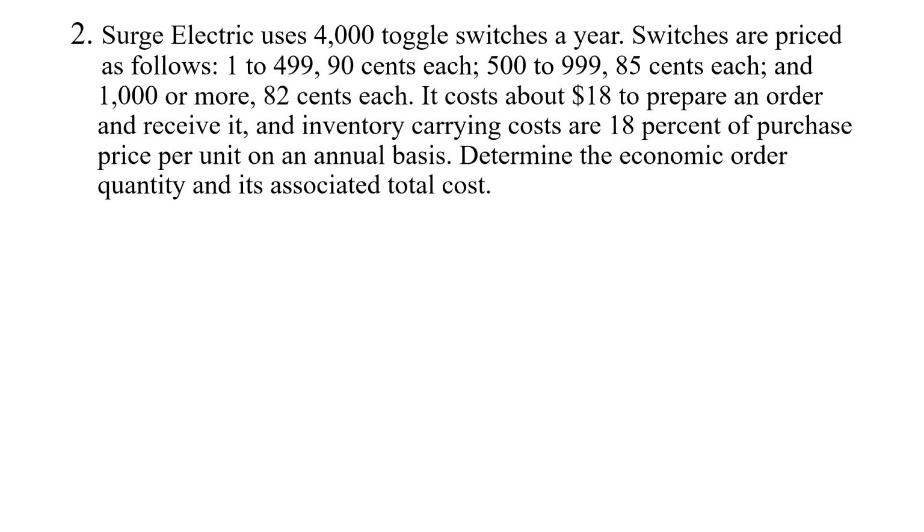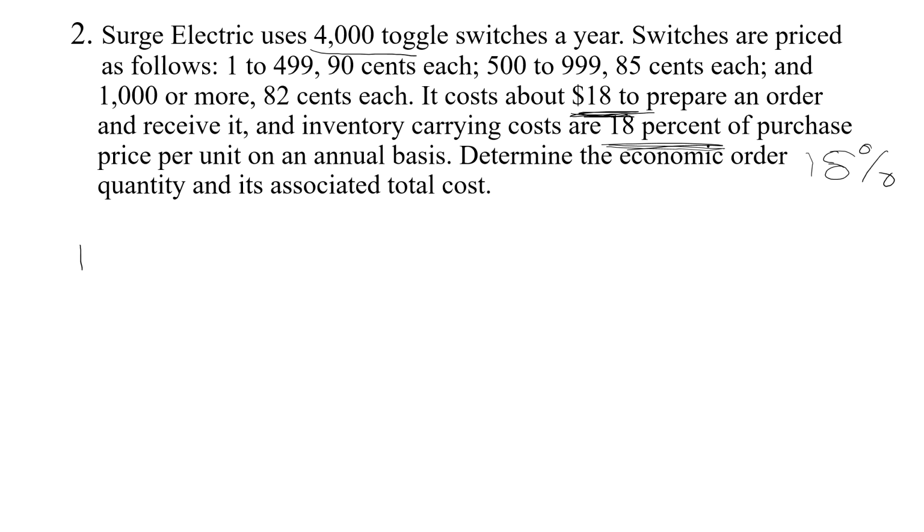Okay, let's move on to number 2. So here they are using 4,000 toggle switches a year. We have our price breakdown. It costs about $18 to prepare an order and receive it. Carrying costs are 18%. I'm going to write that here because I think seeing a percent is easier than the word. And we're going to do the same thing. It's going to be a little different because of the numbers we were given, though. So we need to determine the economic order quantity and the associated total cost.